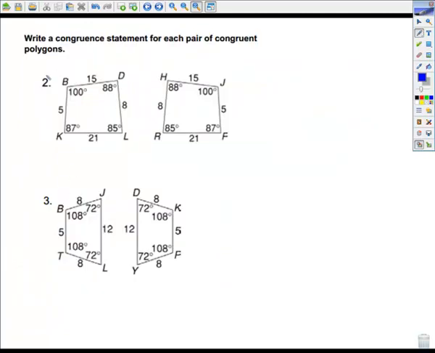Okay, write a congruent statement for each pair of congruent polygons. So first of all, this is a quadrilateral, so we don't have a little symbol that we use for quadrilateral. And again, with the first one, I just go alphabetical. So I'm going to go, as long as it's, let's say they have to be connected. If it was B and then D down here, I wouldn't go alphabetical, but they are in consecutive order here.